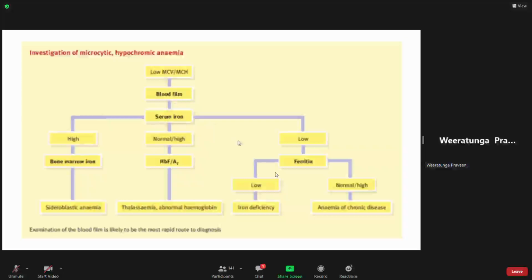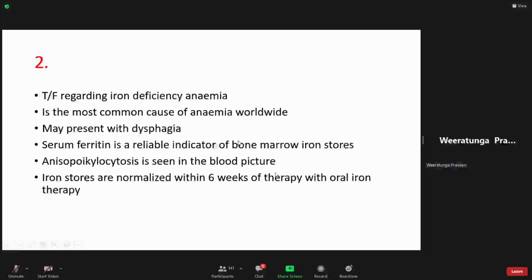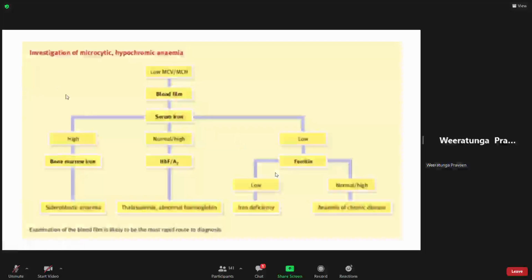Now, of course, if the ferritin is very, very high, you have to always suspect sideroblastic anemia. If the serum iron is very high, you have to suspect sideroblastic anemia. Don't worry too much about that for the moment.